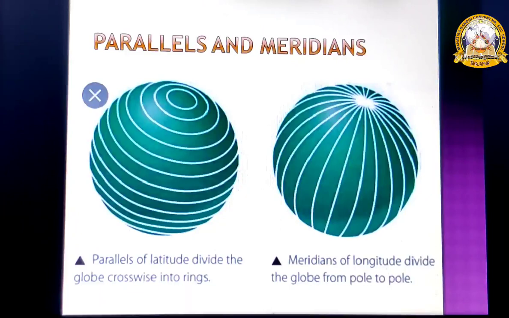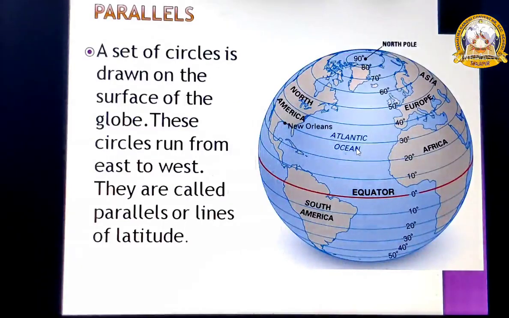The lines which run from east to west and divide our earth horizontally are known as parallels. And the lines which run from north to south and divide our earth vertically are known as meridians. So let's learn about parallels.